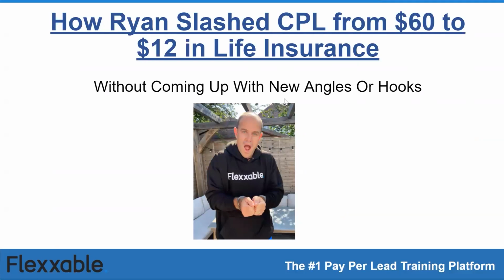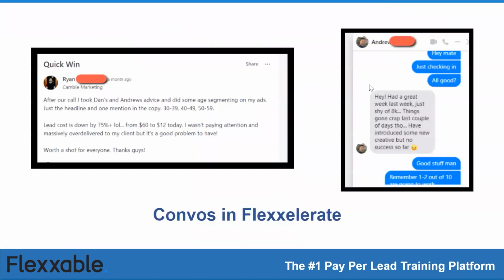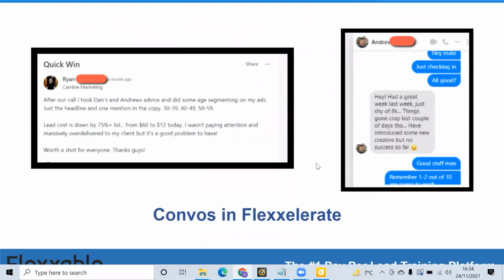Okay, all right, so let's get started. How Ryan slashed his cost per lead from $60 to $12 in life insurance without coming up with any new angles or hooks. We can see here this happened a couple of weeks ago. It's probably about a month ago, a little less than a month ago. We had a call in my Flexxable group, which is my high-level mastermind.